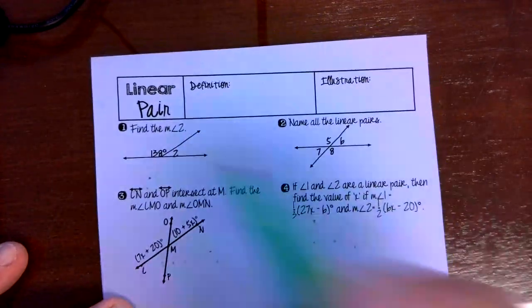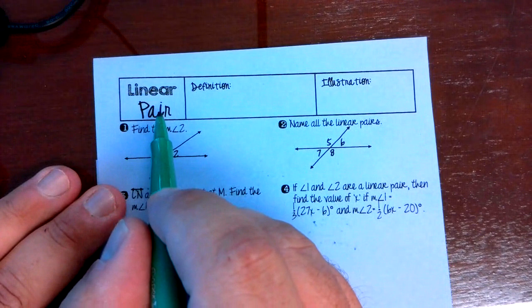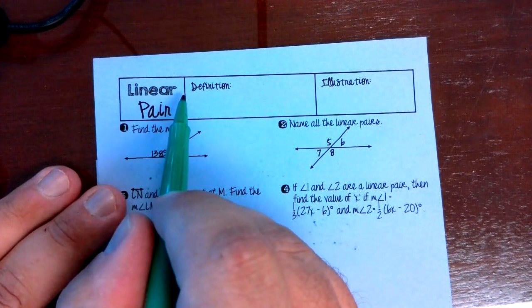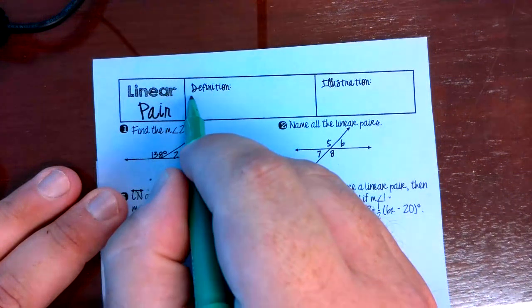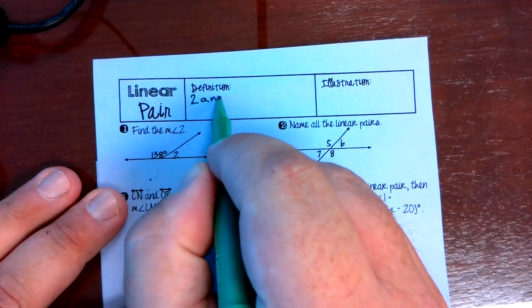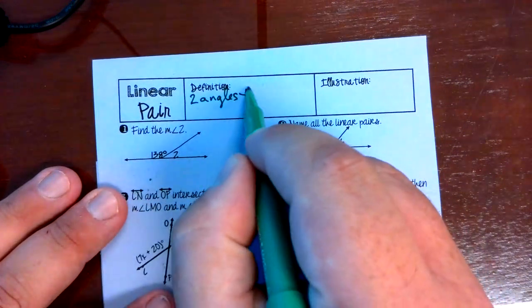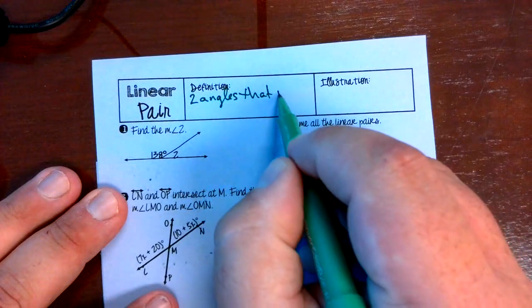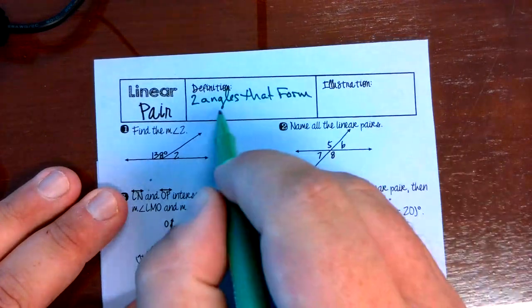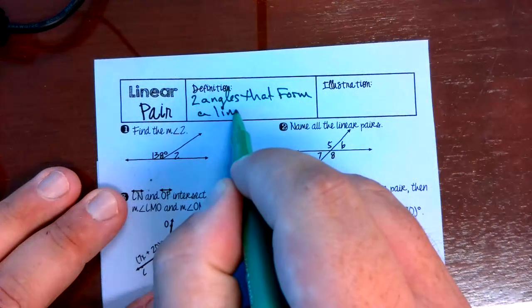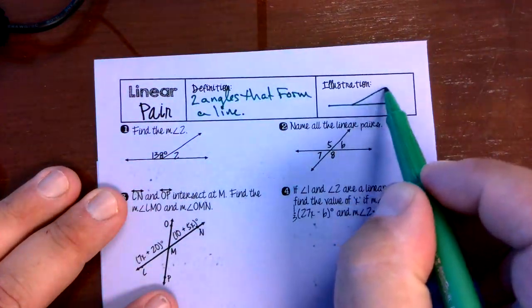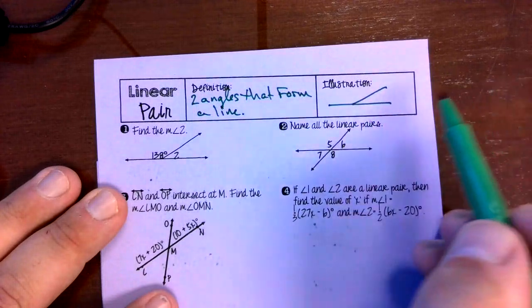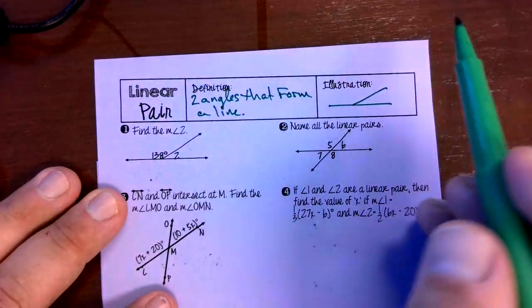Linear pairs. Pair, that means two. Linear, probably something to do with a line. So what I'm going to do here, these are two angles that form a line. Any two angles that form a line, that's an example of a linear pair.